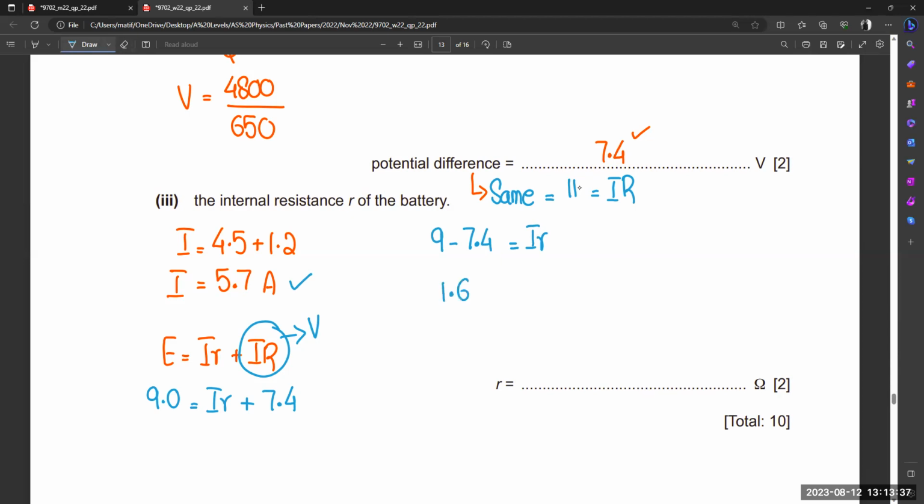1.6 divided by 5.7, that is the value of internal resistance, right? That's going to be 0.28 something. So 0.28. We can round it off to 0.3 or just write 0.28, because you need two significant figures, so it's 0.28, right?